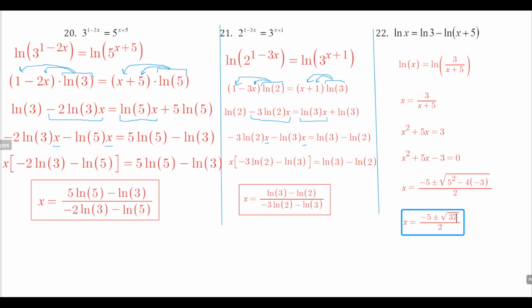Those are our two solutions. Not much we can do. 37 doesn't have any perfect square factors, at least not that I can think of off the top of my head. So yeah, there we go. Negative 5 plus or minus the square root of 37 over 2. So there's two solutions here.